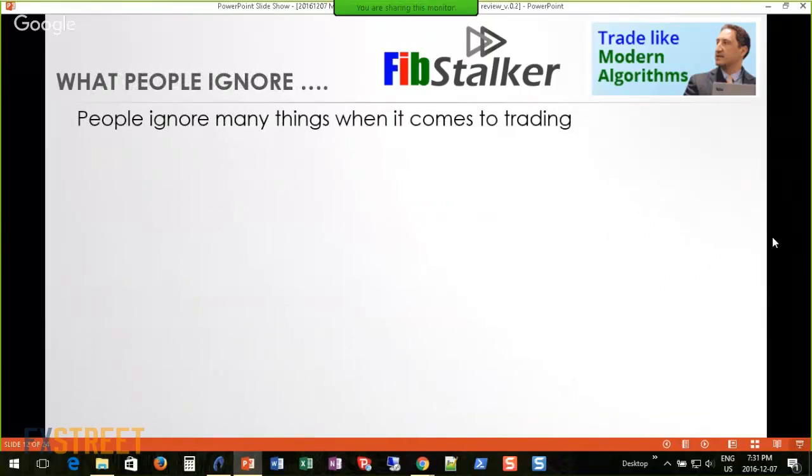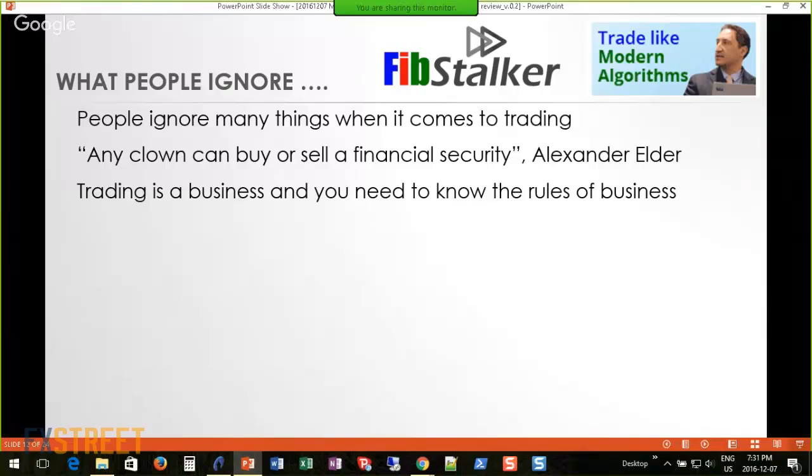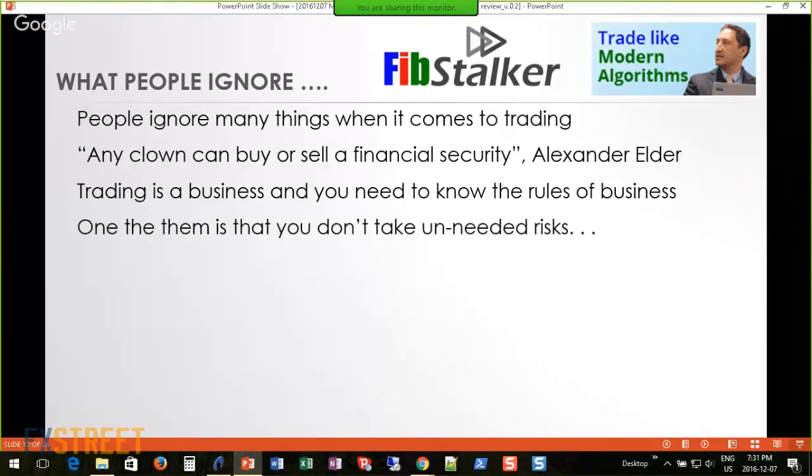So what people ignore is that there are many things that need to be mastered when it comes to trading. And as Alexander Elder said, any clown can buy and sell a financial security, but the reality is that you cannot treat trading differently from what it actually is. Trading is a business. It needs to be treated like a business, and if you do business, you need to know the rules of business, which are different from the rules of being employed. And one of them is that you don't take unneeded risks.